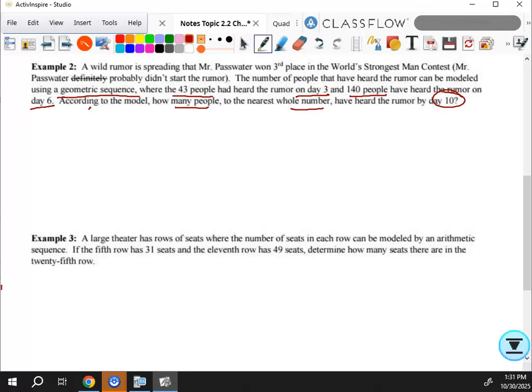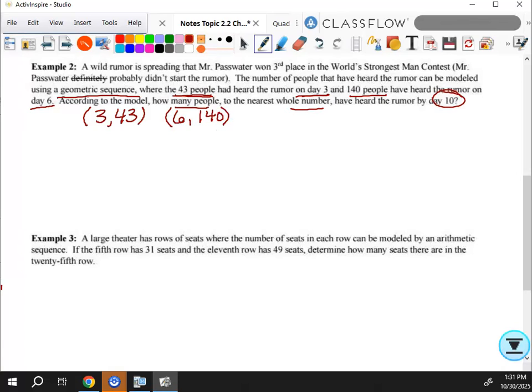My first ordered pair that I could come up with from the information there, what would the input be? 3. Okay, your input would be 3, your output would be 43, because we got 43 people heard the rumor on day 3. Then my next ordered pair, that's 140 people on day 6. So it's 6, 140.